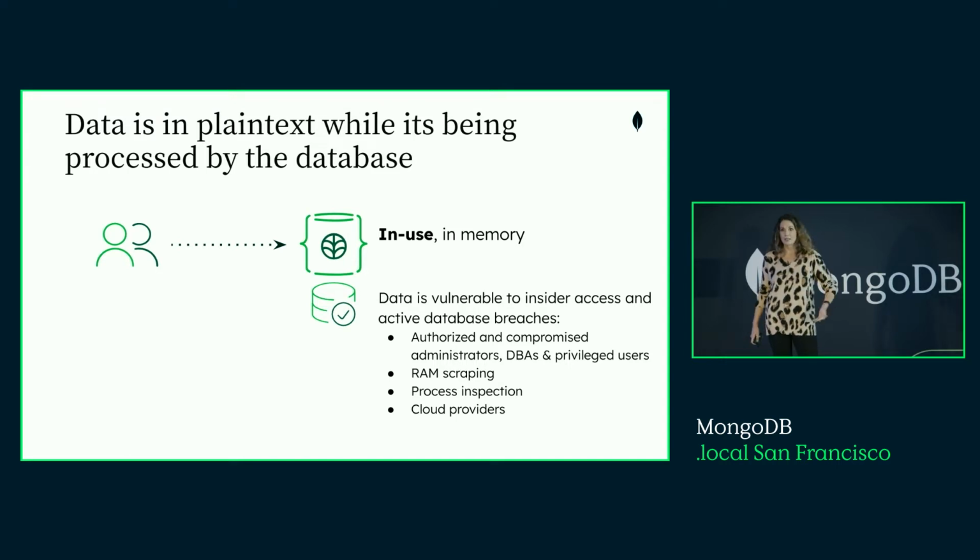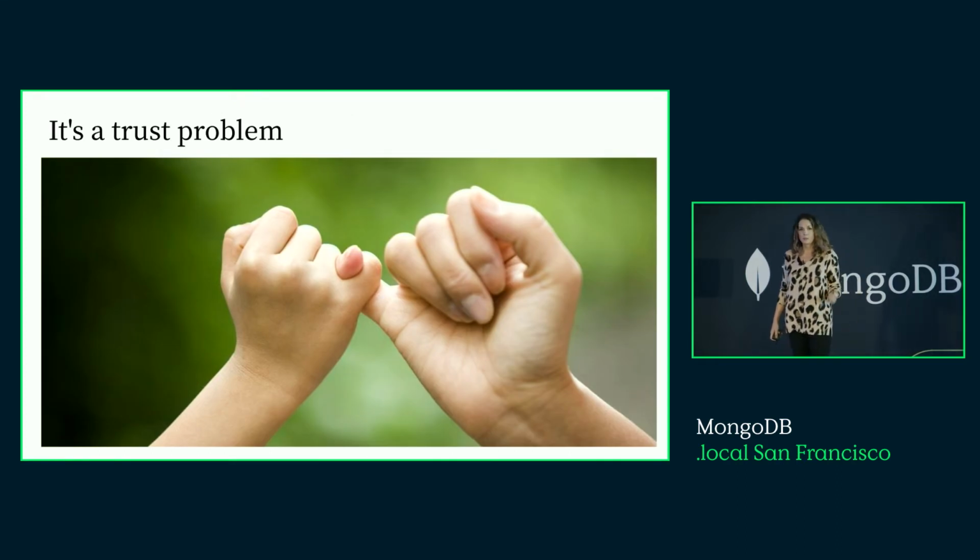Now, there are lots of different operational controls that we have in place and the cloud providers have in place to keep us from actually getting that data, but it is a trust problem because, again, technically we do have access to it. If you encrypt it in use, we wouldn't have access to it. MongoDB doesn't have access to it.